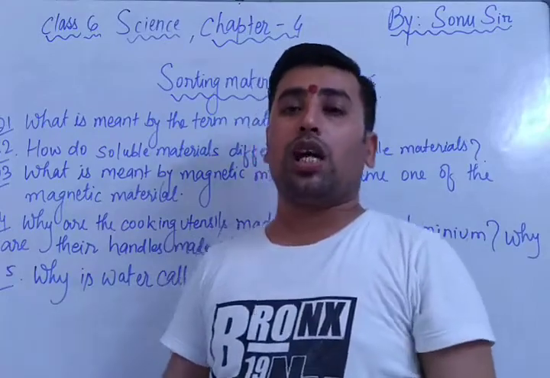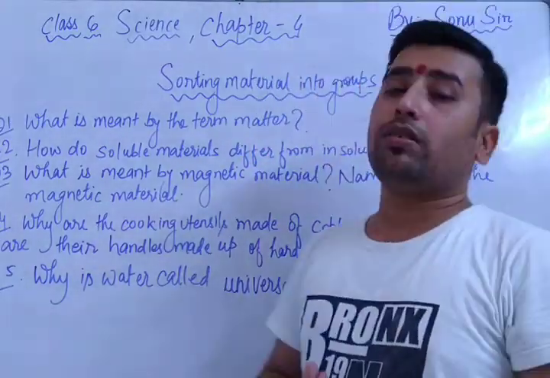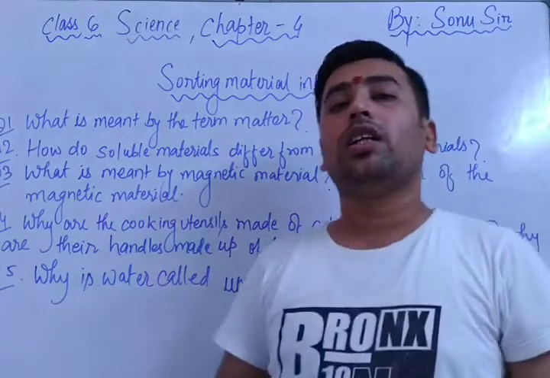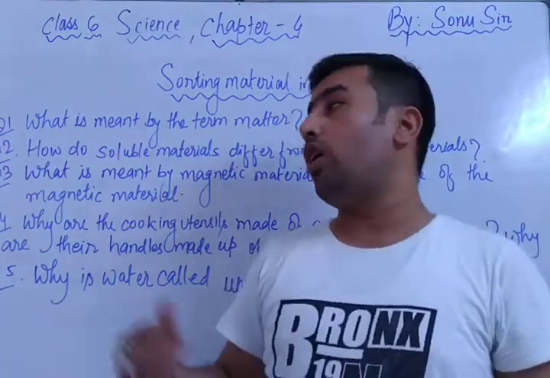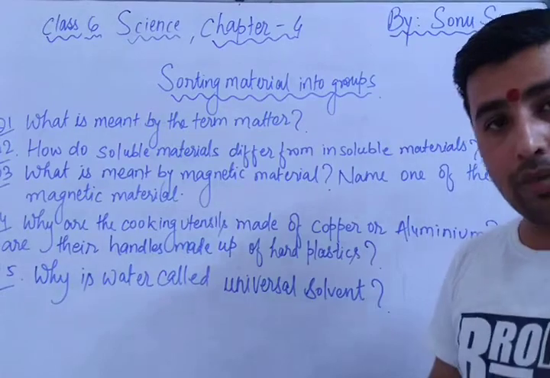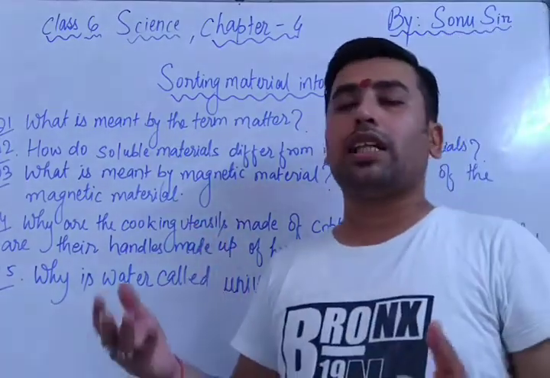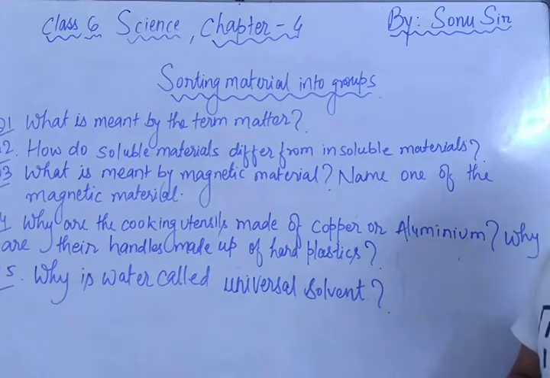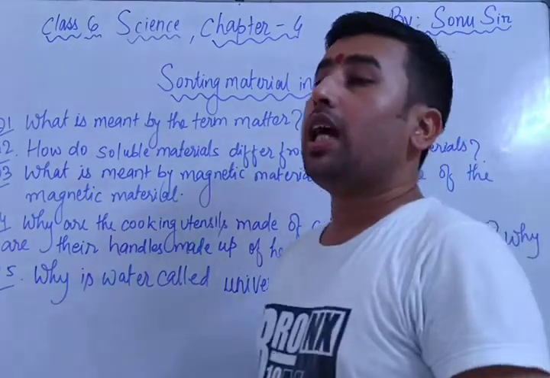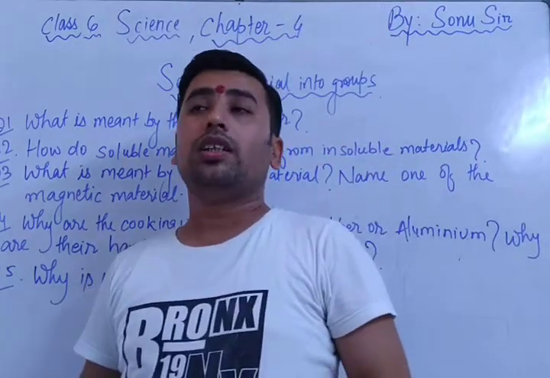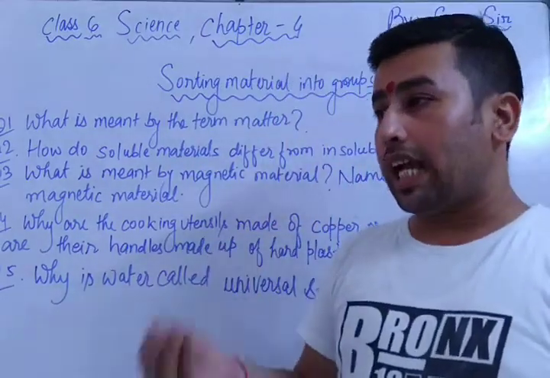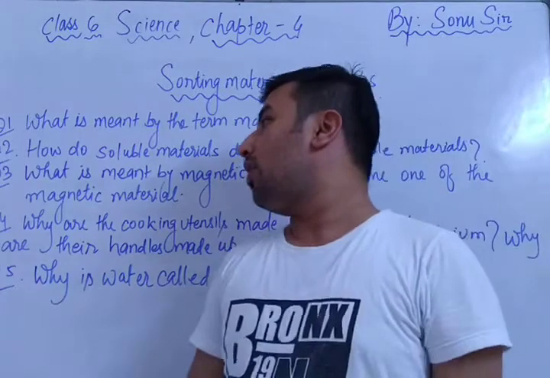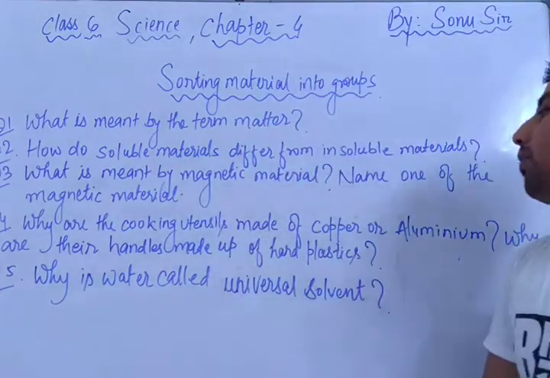The materials which are soluble in water are called, what are they called? Soluble materials. The materials which dissolve in water are called soluble materials, as for example sugar, salt, lemon juice, oxygen, etc. And the materials which do not dissolve in water are called insoluble materials, as for example chalk powder, or sand, or wood powder, etc. Got it? Now the third question is, what is meant by magnetic material?